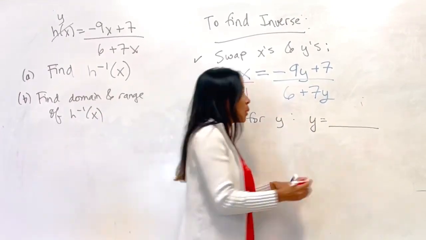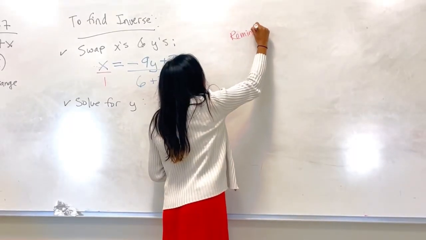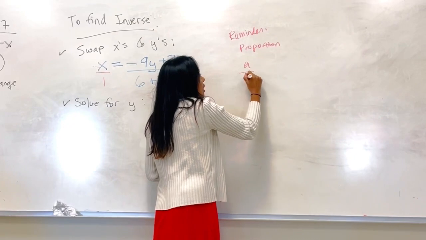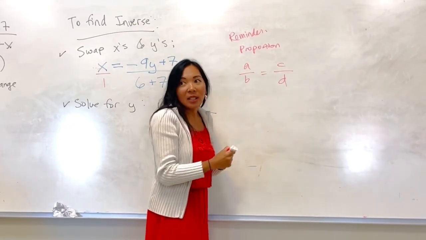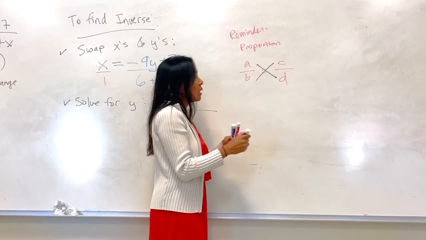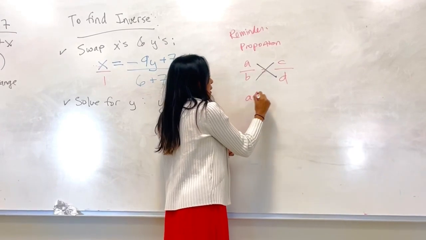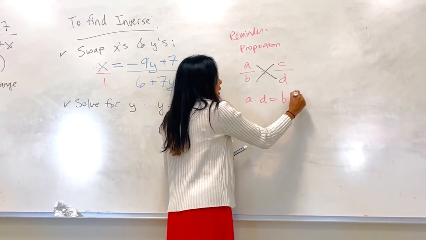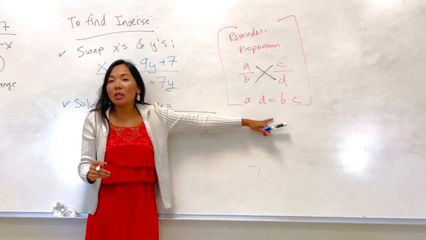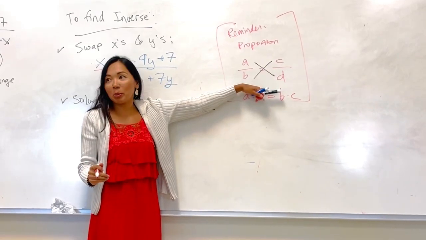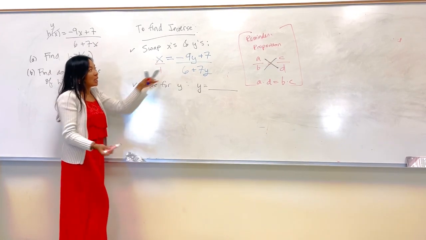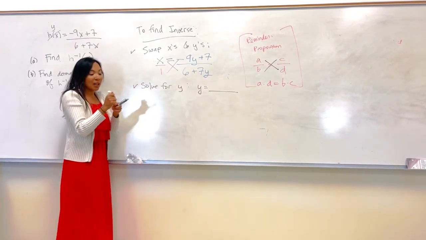So remember, as a reminder, if you have a proportion, which is one fraction equal to another fraction, how do you easily get rid of fractions? You cross multiply. You do a times d is equal to b times c, right? This is something that we did in the beginning of the semester. So here in this problem, it just looks uglier, but it's the same story. If I cross multiply to get rid of fractions, what do I end up getting?